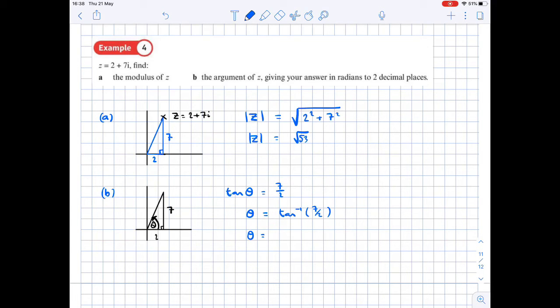So theta is equal to, now at this point it is normal to use radians, so make sure your calculator is in radian mode, and this gives us 1.2924 radians, and it is normal to give this to 2 decimal places, or sometimes 3 SF, so 1.29 radians to 3 SF. And we have our two answers.